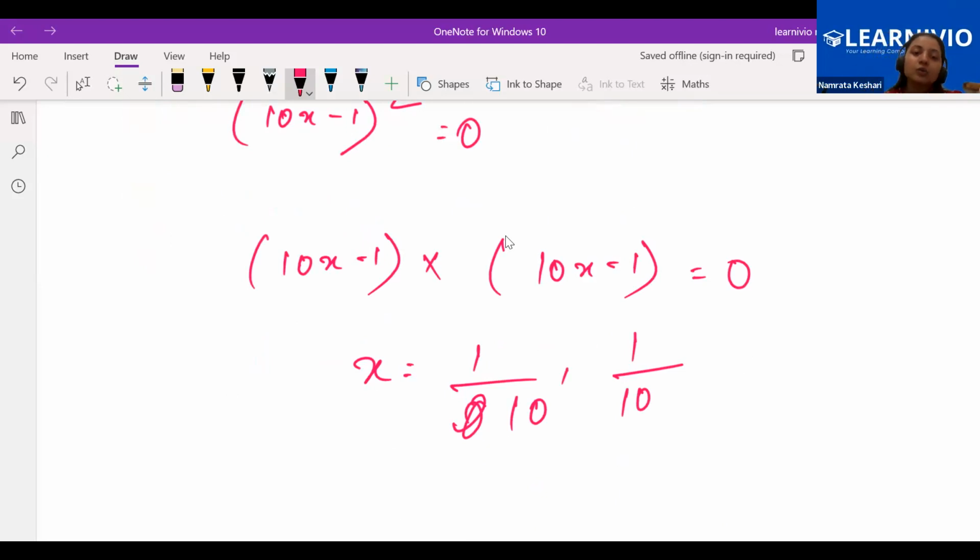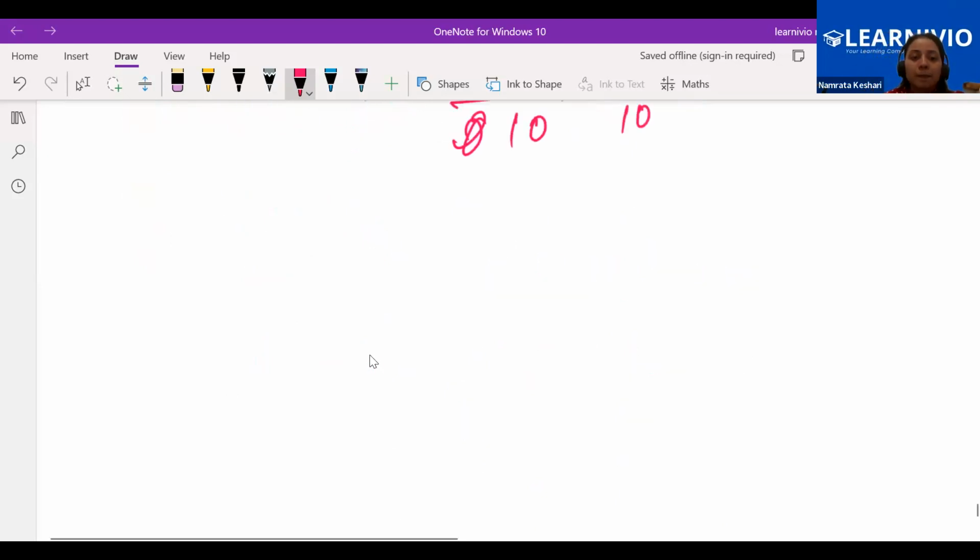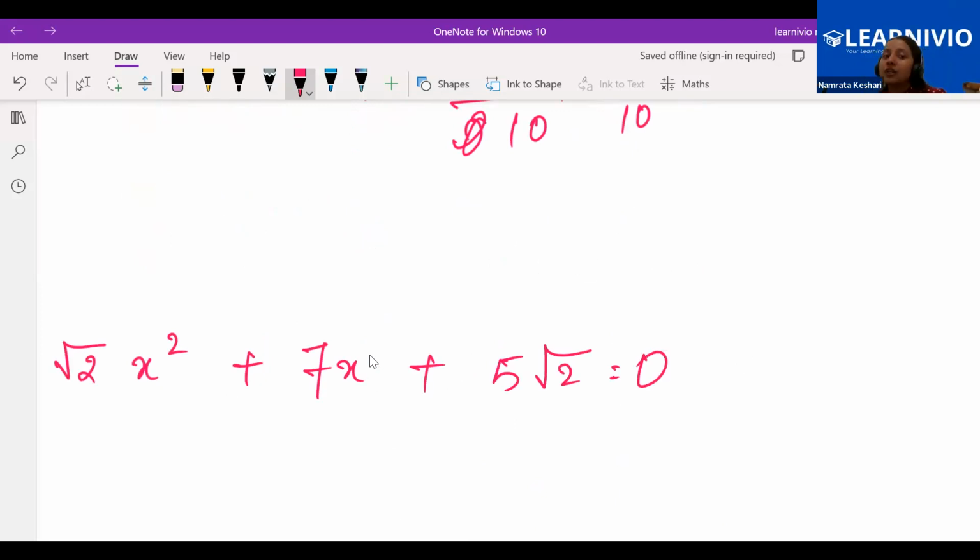Okay. Now the square root terms. When we have root 2 x square plus 7x plus 5 root 2 equals 0, how will we apply the same method of splitting the middle term? Whatever we were doing over there, the same thing we will do over here. Can you tell me, Zoha, what is our a, what is our c over here? Yeah, our a is root 2 and our c is 5 root 2.